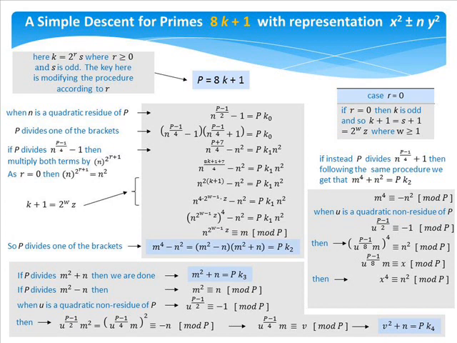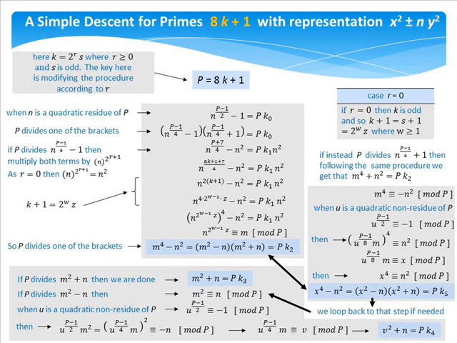Therefore, we can now factor x raised to 4 minus n squared as x squared minus n times x squared plus n. Consequently, we find ourselves in a situation akin to when factoring m raised to 4 minus n squared. Should p divide x squared plus n, our task is complete. However, if p divides x squared minus n, we simply replicate the steps done for m squared minus n.